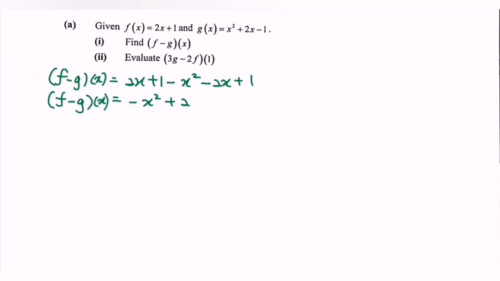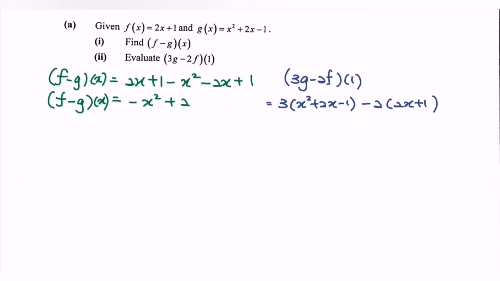Number 2, evaluate 3g minus 2f at the value x equals 1. So here we have (3g minus 2f)(1). Kindly focus on the function where we have 3 multiplied with g(x) minus 2 multiplied with the function f. Then do remember to substitute the value 1.